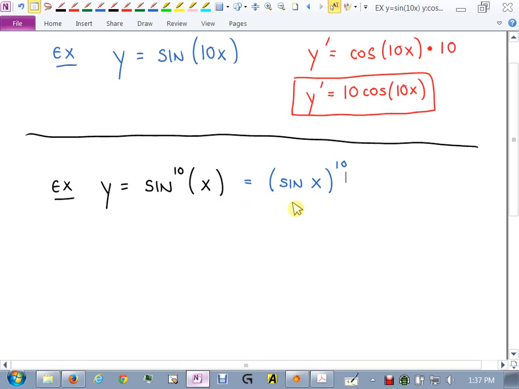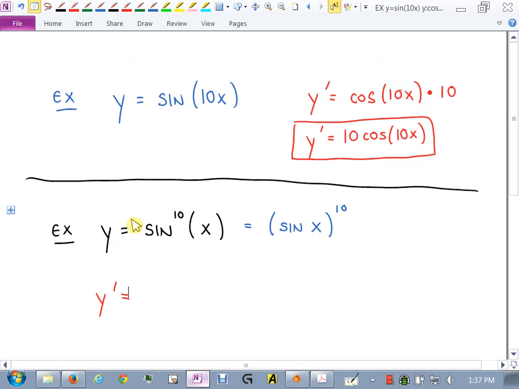So if you're looking at this as an onion, what's the outer layer? The 10th power, right? Something being raised to the 10th power. What's the inner layer? The sine x. So maybe we should try this the short way first.